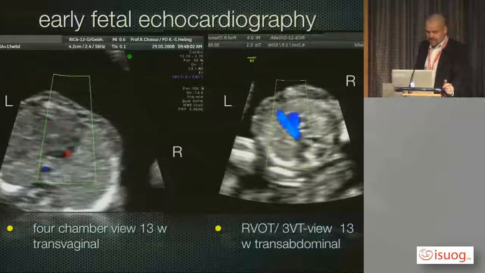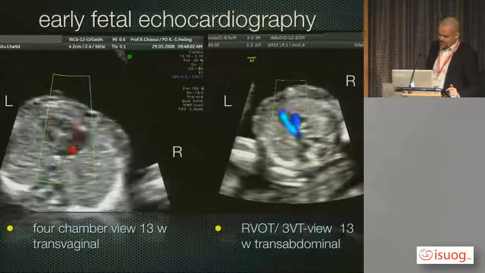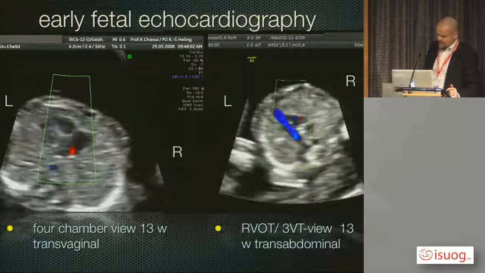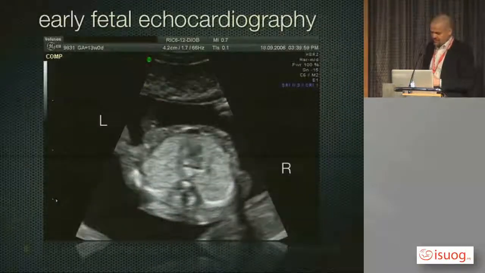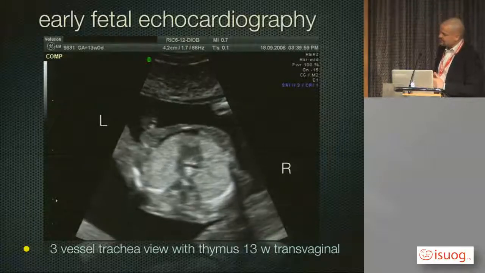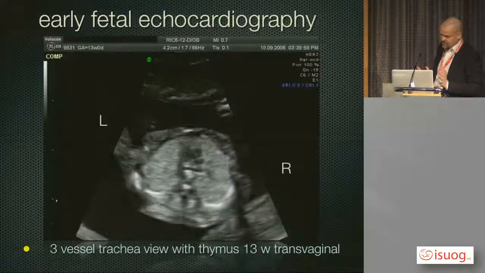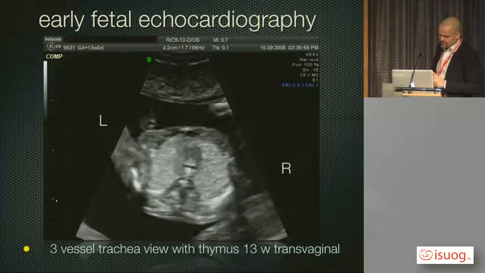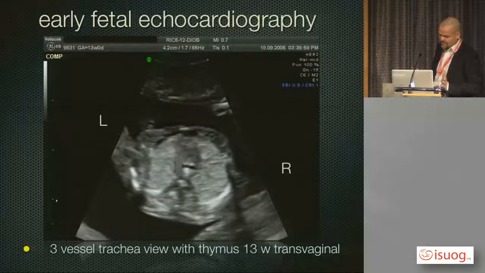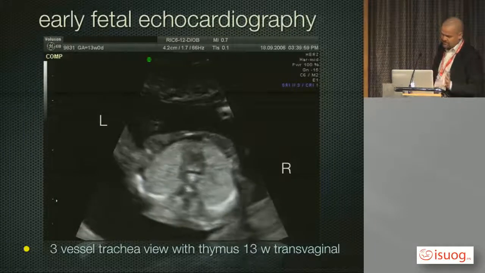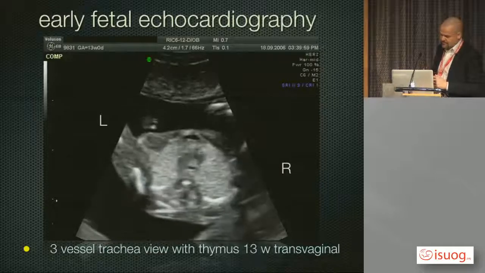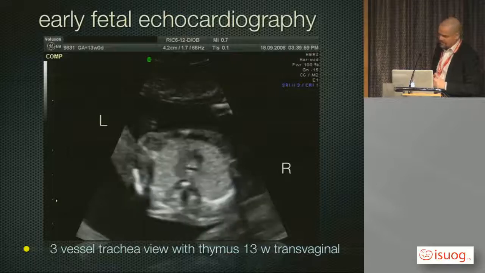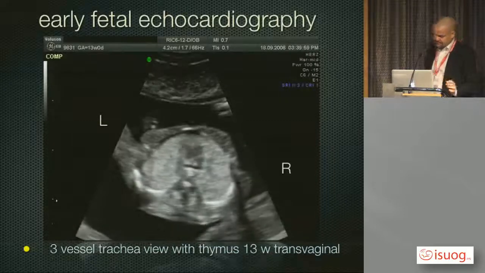the ventricles, and also the right ventricular outflow tract and the three-vessel trachea view with 13 weeks. And again, I talked about the thymus and the arches, and this is an image very similar to the video clips I showed you in the second trimester, in B mode with harmonics. You see the blood flow in the vessels, and you see both vessels on the left side, and in front of the vessels you see a normal thymus. The thymus is smaller than in the second trimester, but this is normal development of the fetus.